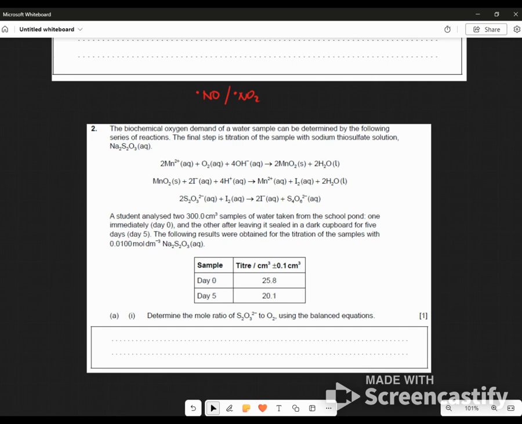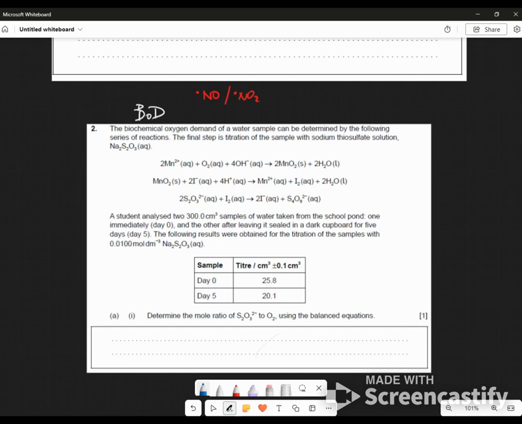Here we go. This is oxygen demand, biological oxygen demand. It's on the course, so we should know it. And it's often given the abbreviation BOD. Okay, biological oxygen demand. First of all, we've got to find the mole ratio of S2O3 to O2.